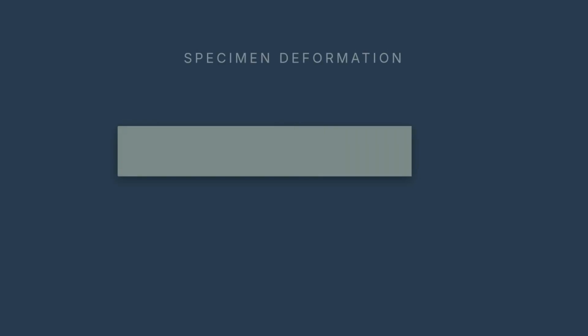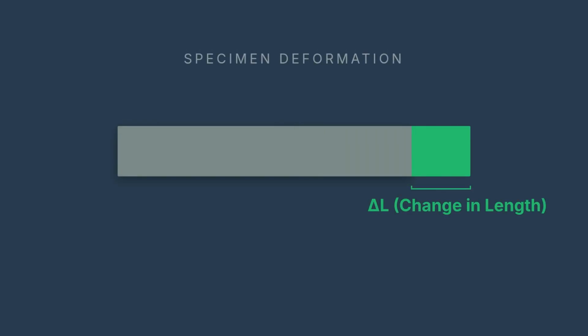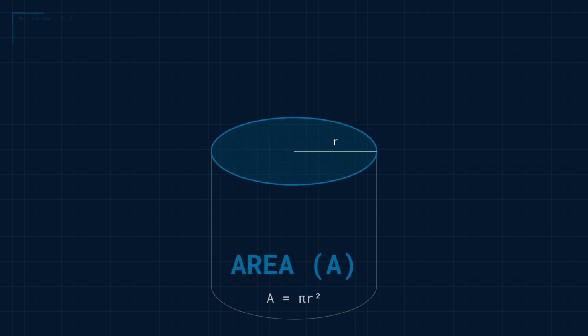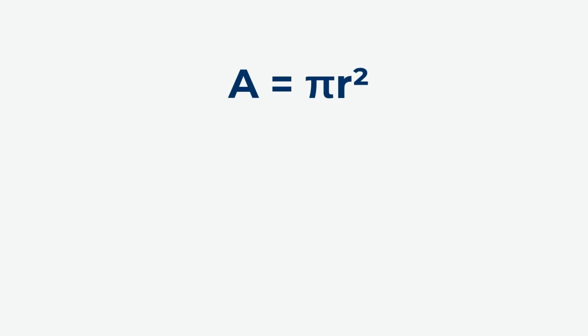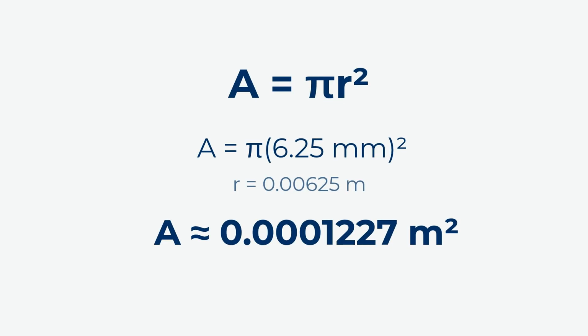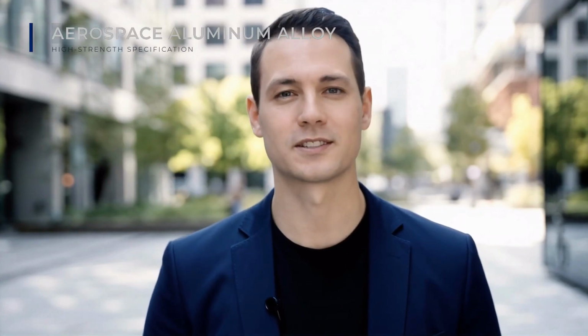The change in length field captures the elastic deformation in meters. For metals, this might be just a few millimeters under significant load. Finally, you'll input the cross-sectional area in square meters. For a standard 12.5 millimeter diameter cylindrical specimen, that's approximately 0.027 square meters. Let me demonstrate with a real-world example.